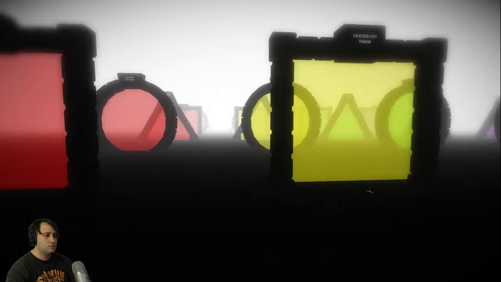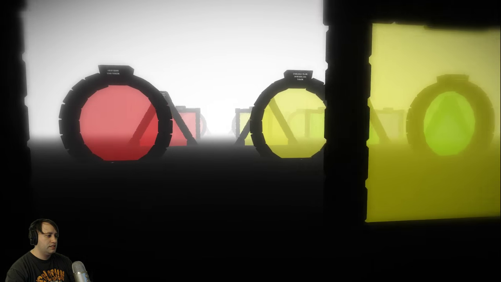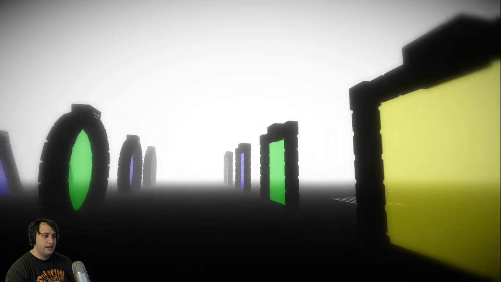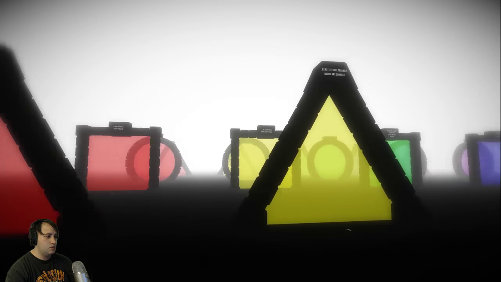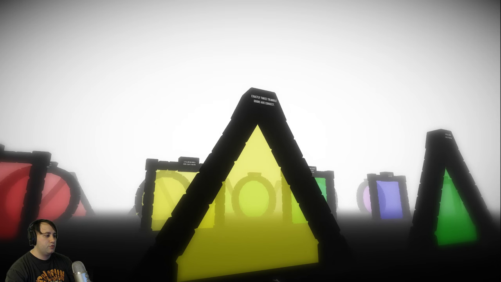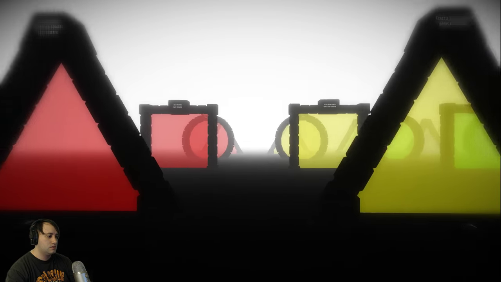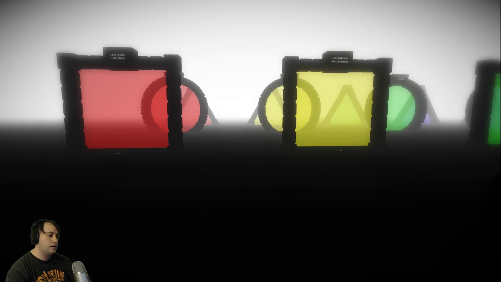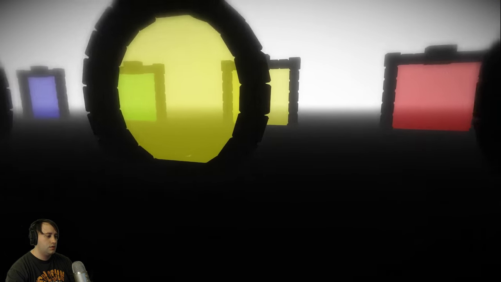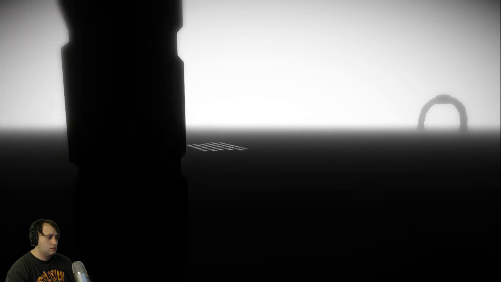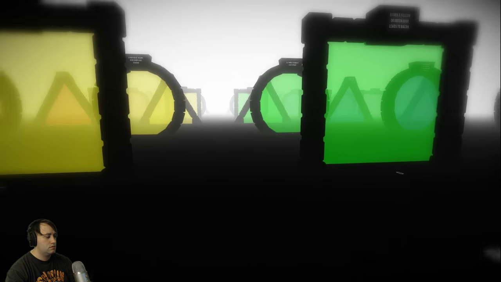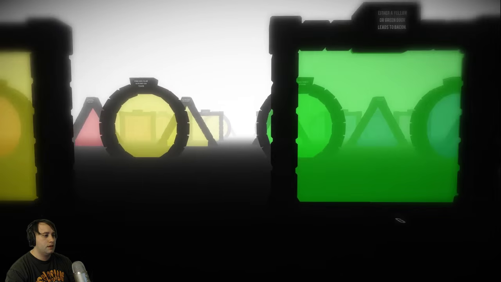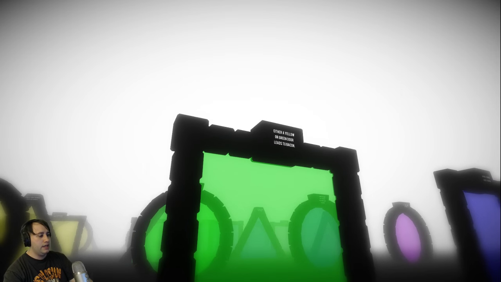So, we can ignore the red side now, because those two contradict. A blue door leads to bacon. Either a blue, yellow, or red door leads to bacon. That does not technically contradict, because it's an or statement. Exactly three triangle doors are correct. There are two triangle doors in this color, and only one color can be correct. So yellow is out. Right? Yeah. Okay.